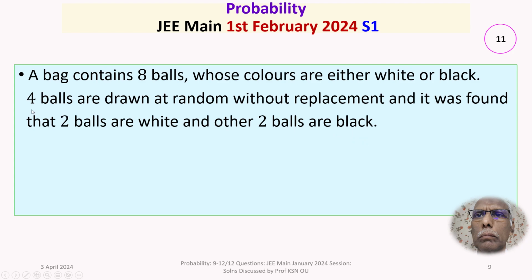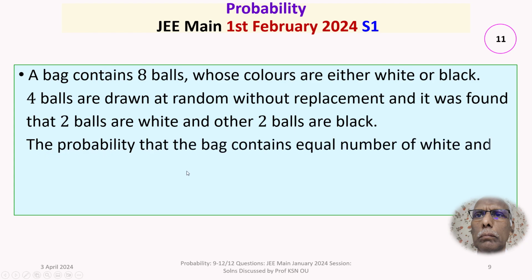4 balls are drawn at random without replacement, and it was found 2 balls are white and the other 2 balls are black. Then the probability that the bag contains equal number of white and black balls, that is, 8 balls means equal number of white and black means 4 white and 4 black. Then you have to find out the probability that the bag contains equal number of white and black balls.